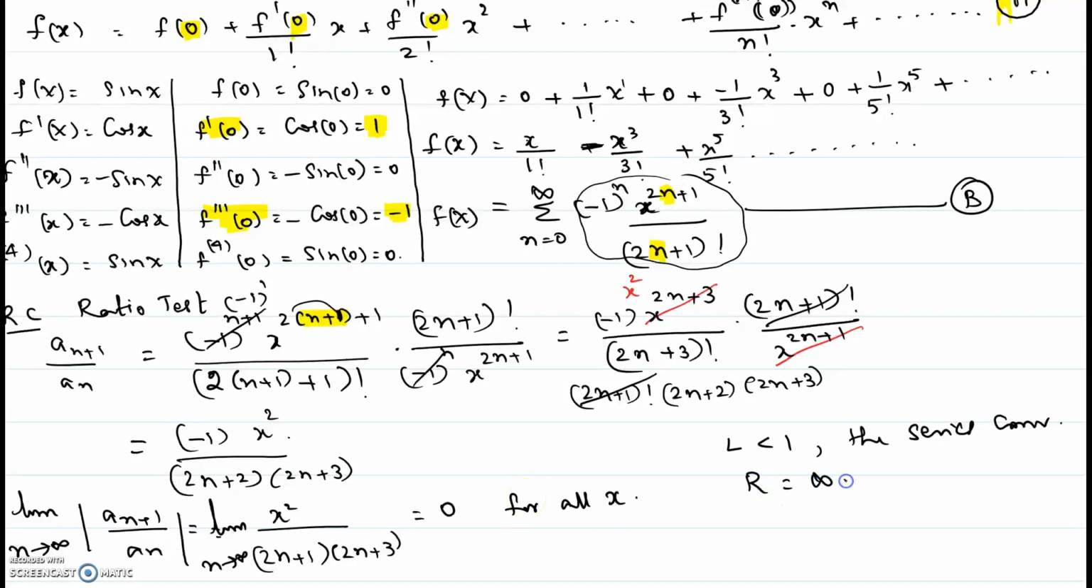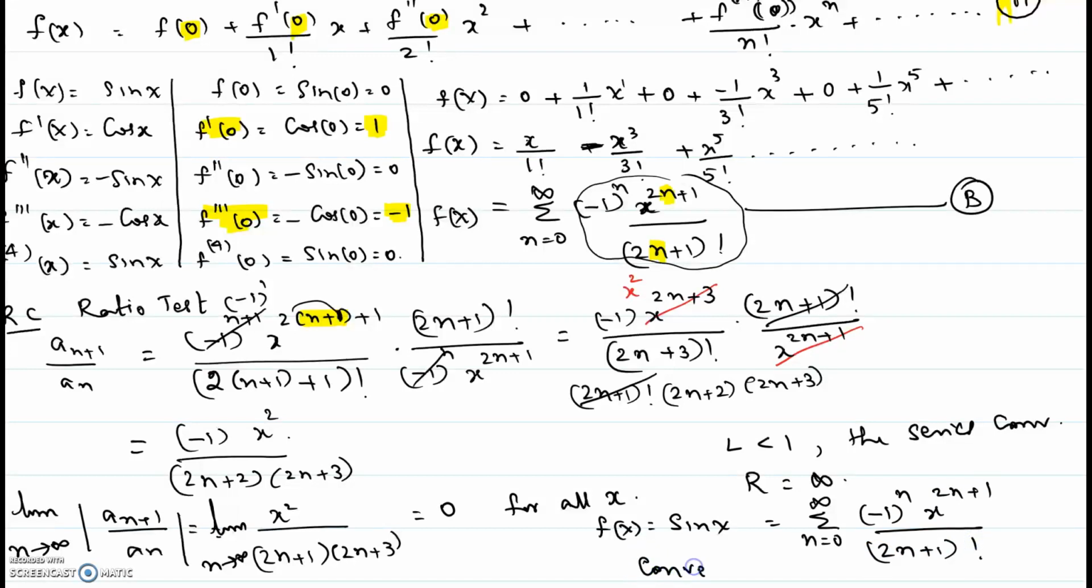So the radius of convergence is infinity, and sin x equals the representation we derived in part B, the sum from n equals 0 through infinity of negative 1 to the power n times x to the power 2n plus 1 divided by 2n plus 1 factorial, which converges for all x. That is what we mean by the radius of convergence being equal to infinity. Hope this video helps.